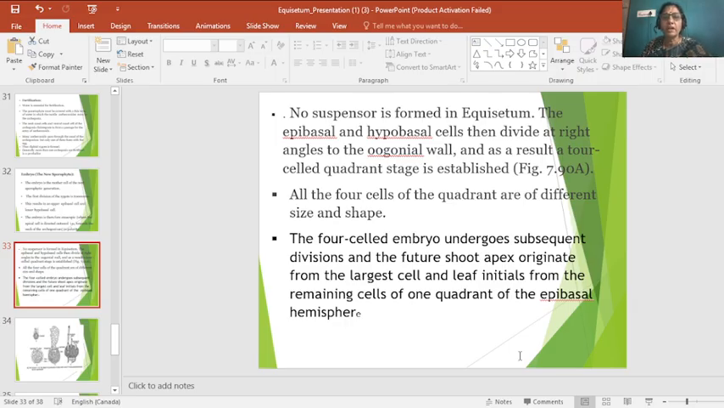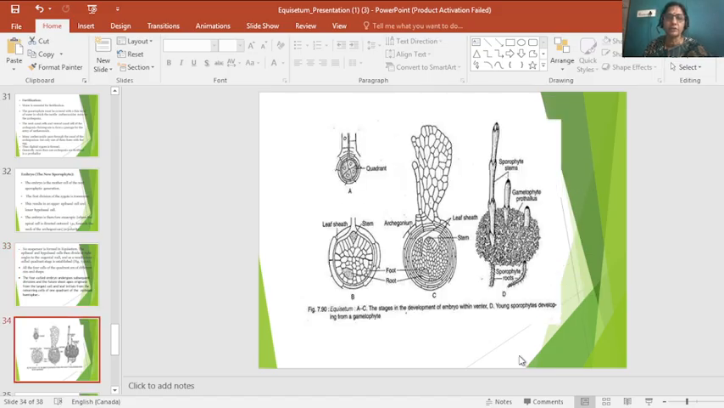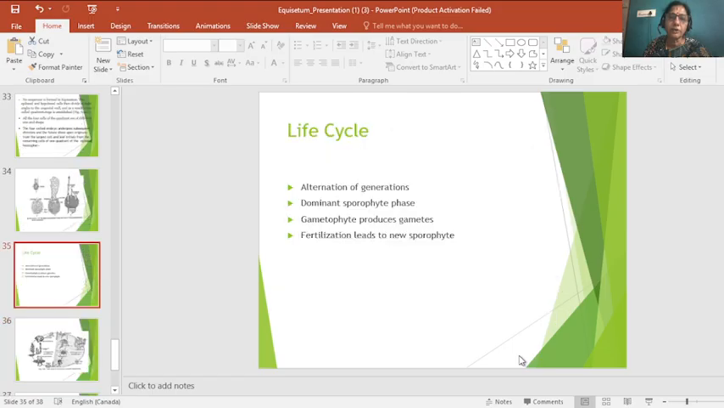The epibasal and hypobasal cells divide at right angles to the archegonial wall and result in the four-cell quadrant stage. All four cells of the quadrant are of different size and shape. The four-celled embryo undergoes subsequent division, and the future shoot apex originates from the larger cell, and the leaf initials from the remaining cells of one quadrant of the epibasal hemisphere. So this is the development of the sporophyte from the embryo.